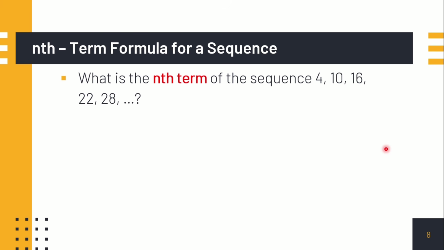Now, paano natin kukunin yung n term given yung sequence? What is the n term of the sequence 4, 10, 16, 22, and 28? Paano natin kukunin yung n term? In the previous slide, binigay yung n term. Now, gamit yung given sequence, kunin natin yung n term. Ganito lang yan. Gamit yung general rule for n terms, ito laging ginagamit.